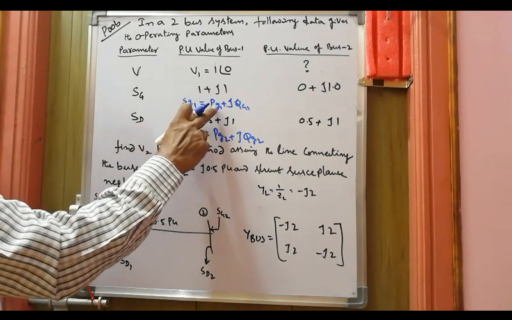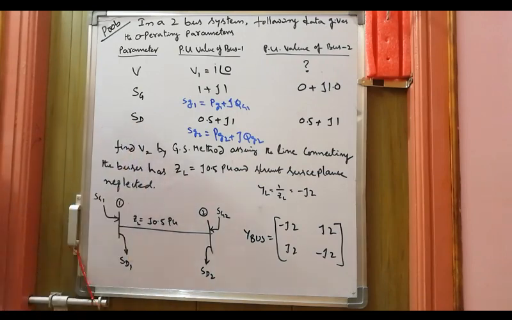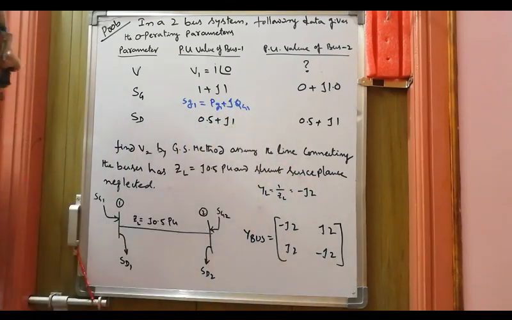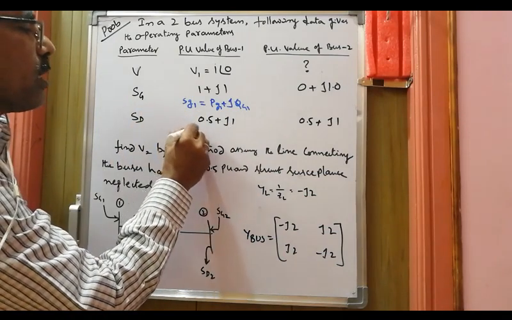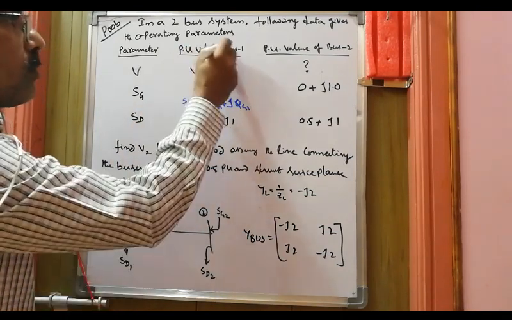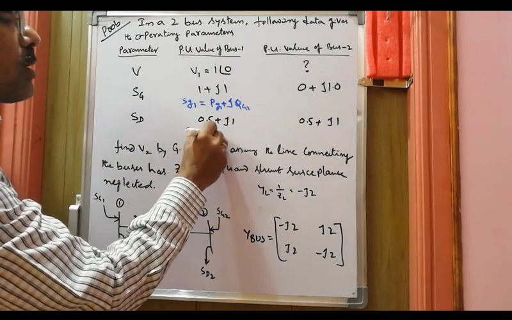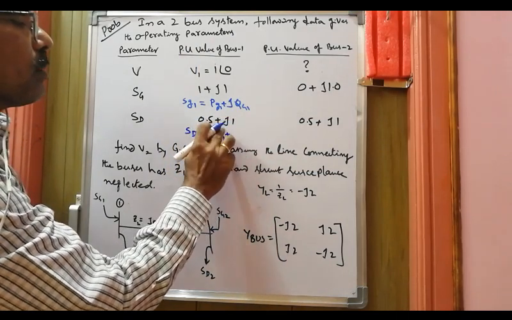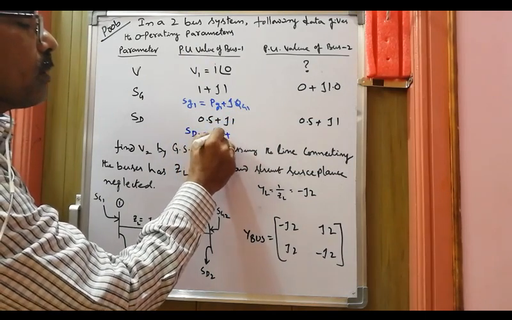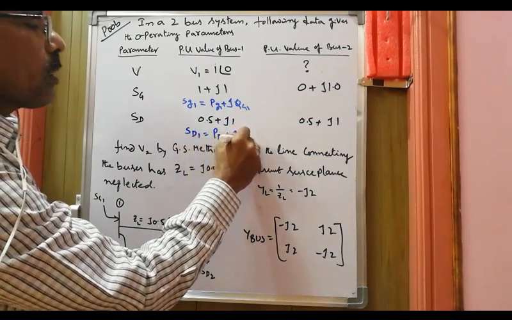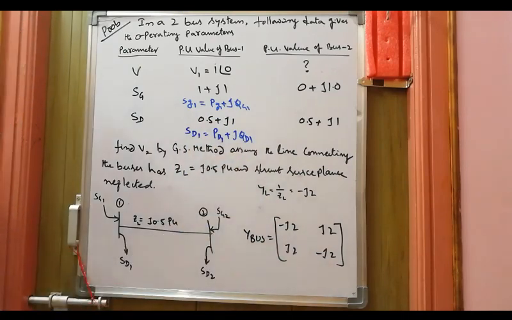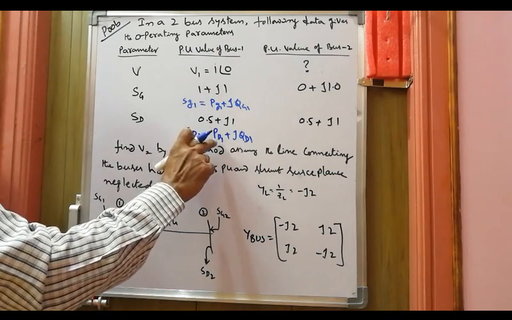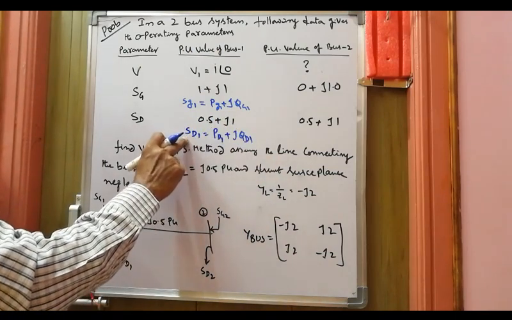SG1 is PG1 plus JQG1. This is SD, sorry, this is given SD. So SD at bus 1 is PD1 plus JQD1. Okay, demand at bus 1 is PD plus JQD, which is SD.